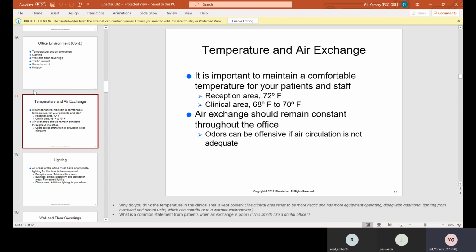It is important to maintain a comfortable temperature for your patients and staff. The reception area should be about 72 degrees Fahrenheit, and the clinical area should be between 68 and 70 degrees Fahrenheit. This can vary depending on what the doctor wants. 72 is very cold, actually. When you go into a dental office, they do maintain the temperature very cold because the cold harbors less bacteria. You'll always hear the patients complain that it's so cold. So most of the time, the offices will have blankets that they provide the patients while they're in the treatment rooms. Air exchange should remain constant throughout the office. Odors can be offensive if air circulation is not adequate.